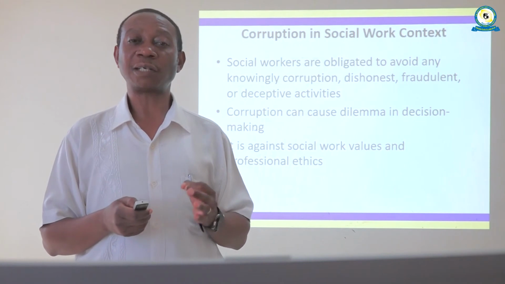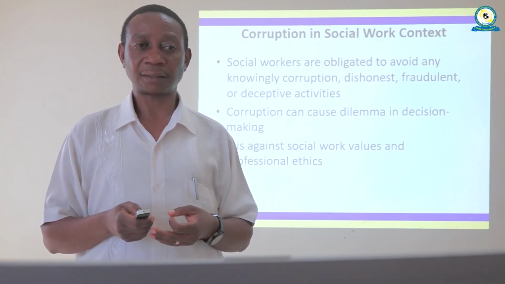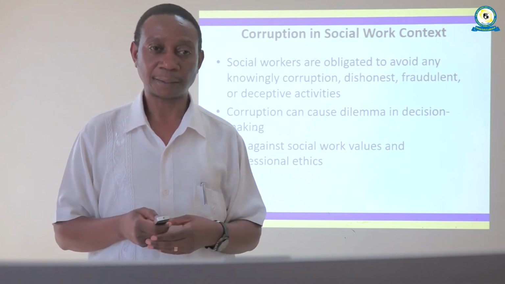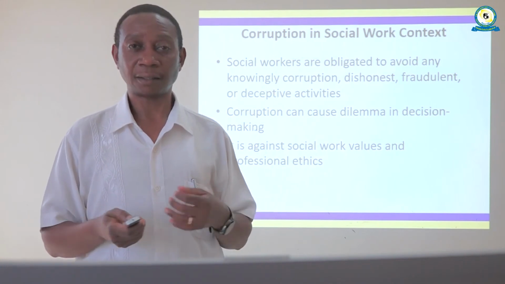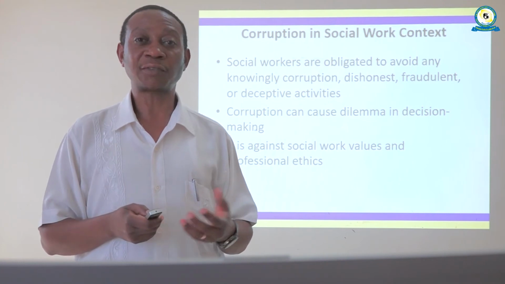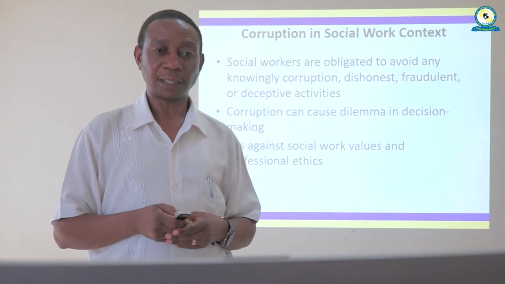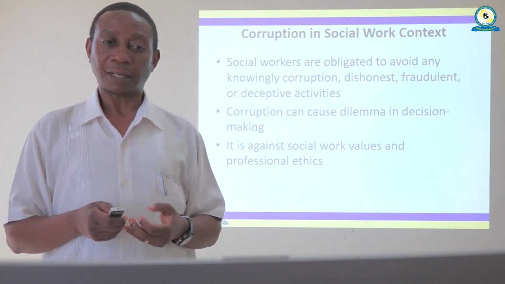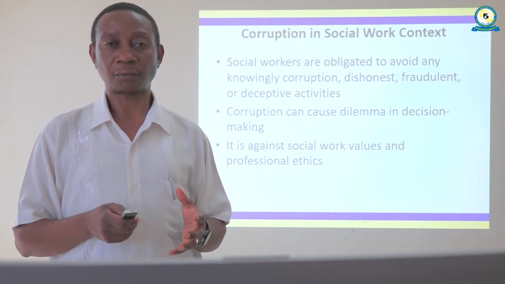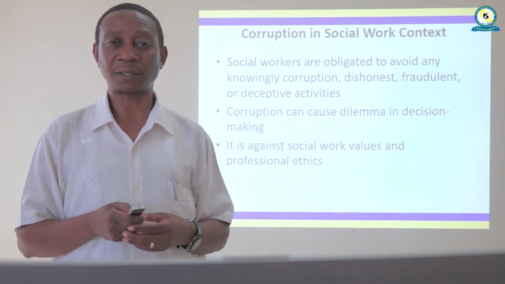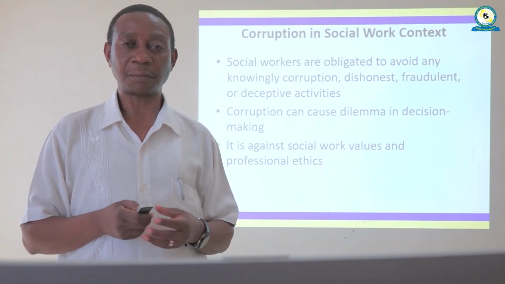So social workers are obliged to avoid any knowing corruption, any dishonest, fraudulent or deceptive activities when they are providing the services. Maybe money, maybe anything that the client wants to provide to you so that he may gain what he intends to get from you. So corruption can cause dilemma, as I've said earlier, in decision making, and it is against social work values, morals, and standards. It's against social work professional ethics. Any social worker, any practitioner that engages in corruption does not deserve to be a practitioner, because this is one of the major misconducts in practice.